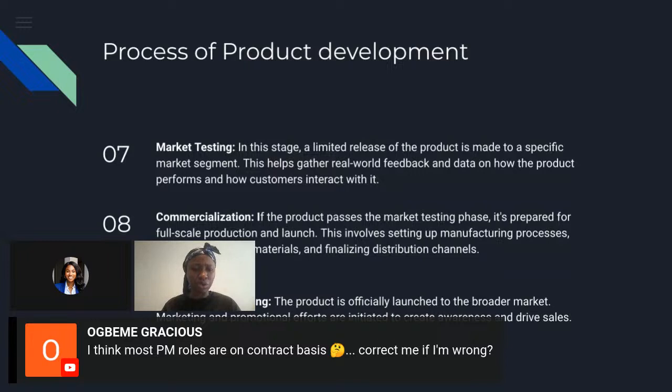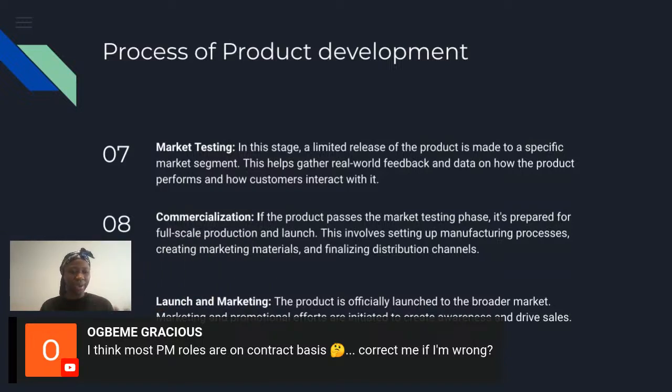I think most PM roles are on contract basis. Correct me if I'm wrong. Like I said, I'm not very familiar, I don't know where exactly you are from, so I'm not sure. But in Nigeria, products are not on contract basis. Most product roles I have seen are full time. In other parts of the world, they indeed have contract roles where your contract is to work for 8 hours in a week, for example. Yeah, I see product roles being contract roles there, but I don't think there are contract roles for products in Nigeria. I hope I've been able to answer your question.